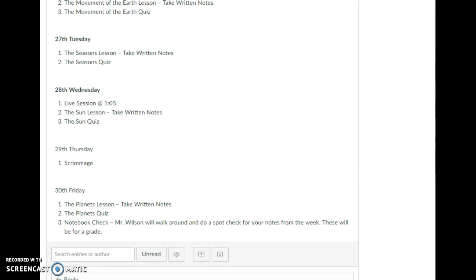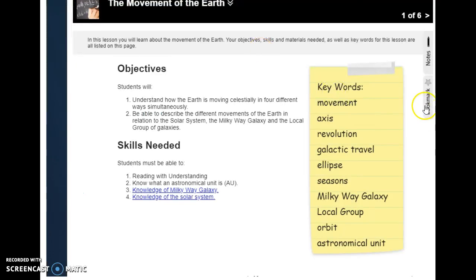So what I want to talk about today, like I said, is the movement of the earth lesson. Our objectives are to understand how the earth is moving celestially in 4 different ways simultaneously and be able to describe the different movements of the earth in relation to the solar system, the Milky Way galaxy, and the local group of galaxies. By the end of the lesson, you should be able to do those 2 things on your own. And then your vocabulary terms, of course, make sure that you've got these in your notes, that you've got them defined, and if you can give an example, be sure that you're giving an example.